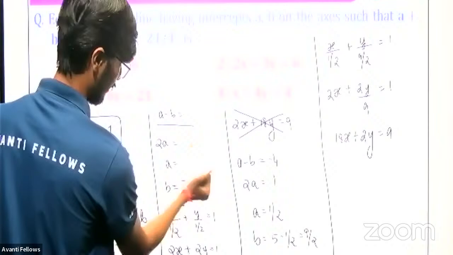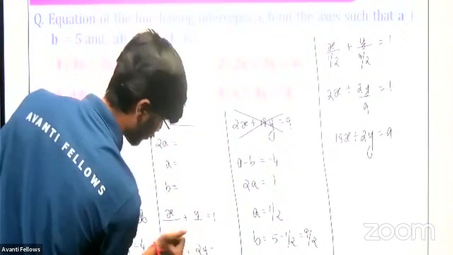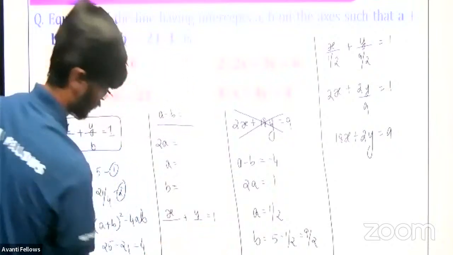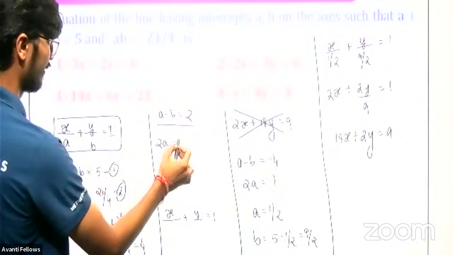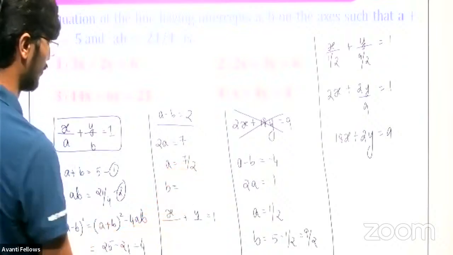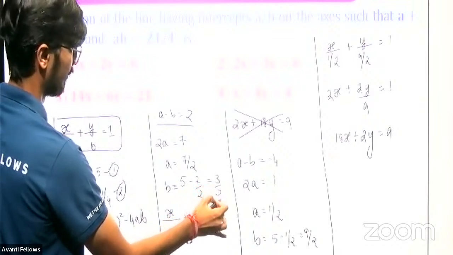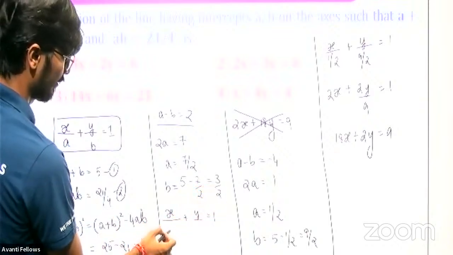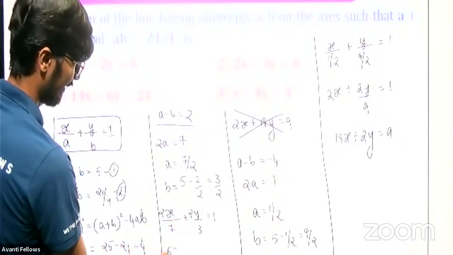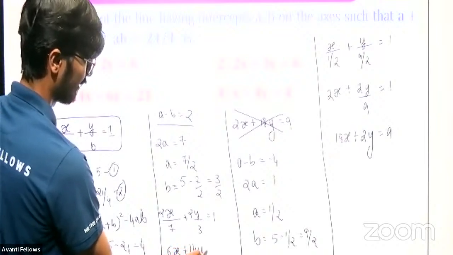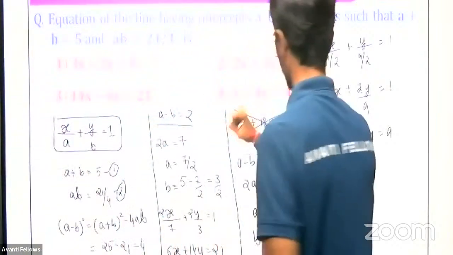We can erase all of this out. a minus b is equal to plus 2. So, if I add, I'll get 2a is equal to 7 and this will be 7 by 2. So, I'll get b as 5 minus 7 by 2, which is 3 by 2. So, upon 7 by 2, 3 by 2, I'll get 6x plus 14y is equal to 20. And so this is not my option.